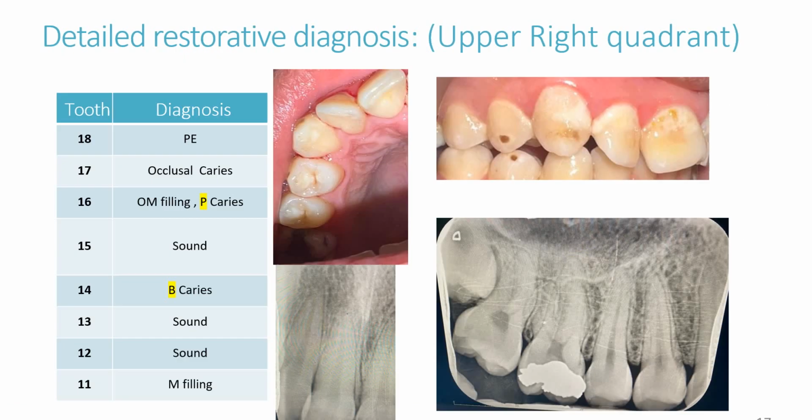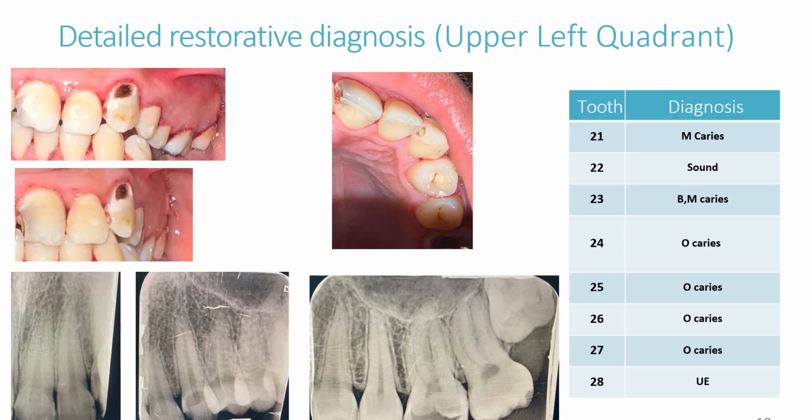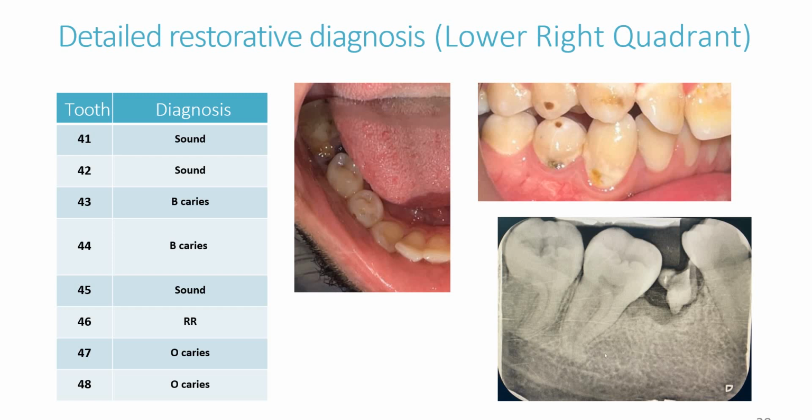Now the intraoral photographs and charting, upper and lower, maxillary teeth, mandibular teeth, and here is the detailed restorative diagnosis for the upper right quadrant. Here we will have a diagnosis quadrant by quadrant, including the clinical photographs and the radiographs.